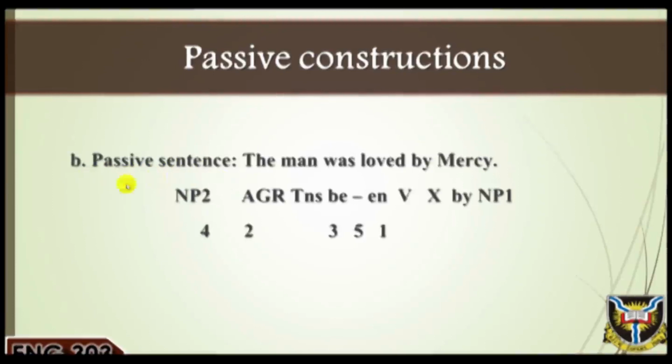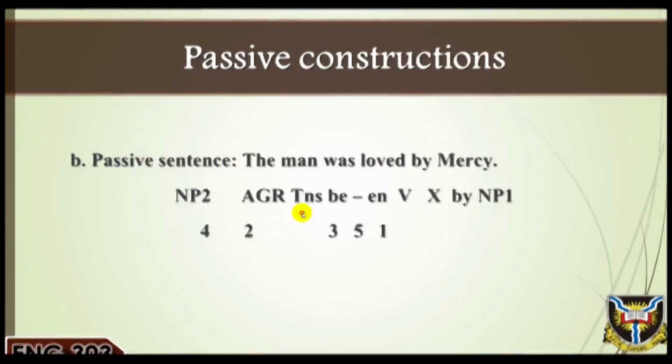The active sentence above is the basic structure. Let's apply the following rule to the active sentence and see how it changes to a passive one. Active sentence: Mercy loved the man. Passive sentence: The man was loved by Mercy.